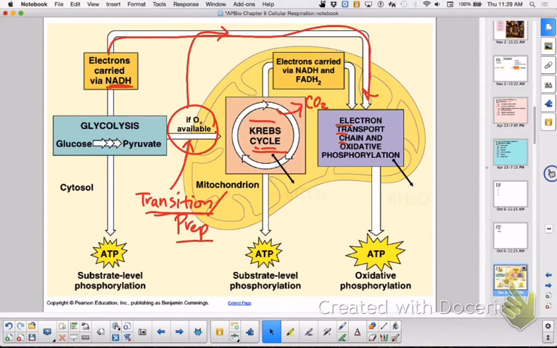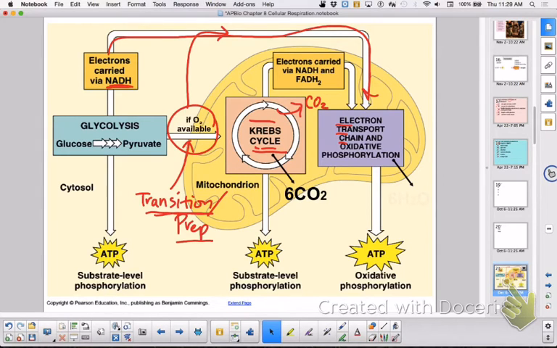Ultimately, between transition and Krebs cycle, how many CO2s will we crank out? 6, exactly. Why 6? C6H12O6. So we're going to crank out 6 CO2s. 6 carbons in, 6 carbons out. The glucose, C6H12O6, just got oxidized into CO2.